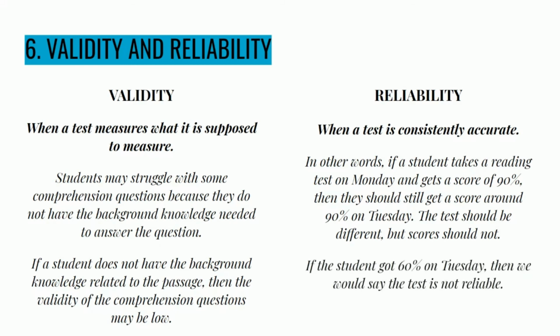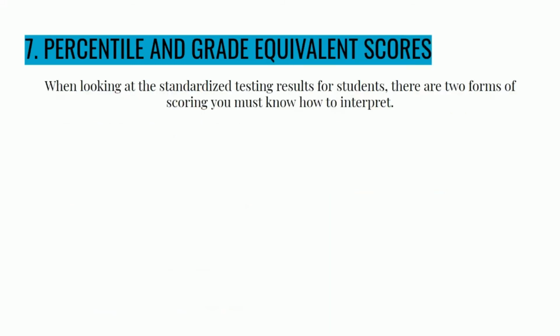Example of an unreliable assessment would be if the student suddenly got 60% on Tuesday. Then we would definitely say that that assessment was not reliable. So now let's take a look at percentile and grade equivalent scores. These are the type of scores you're going to see from standardized testing results, and they're the two main forms of scoring. So let's take a look at them.